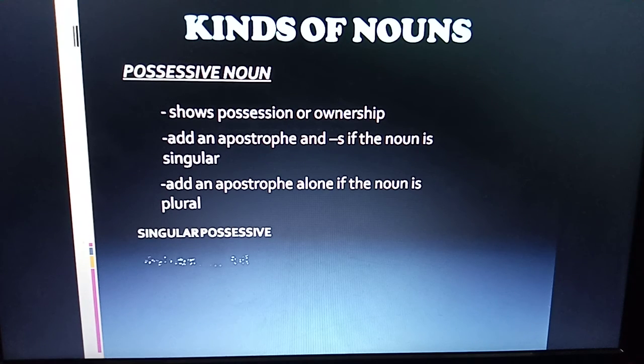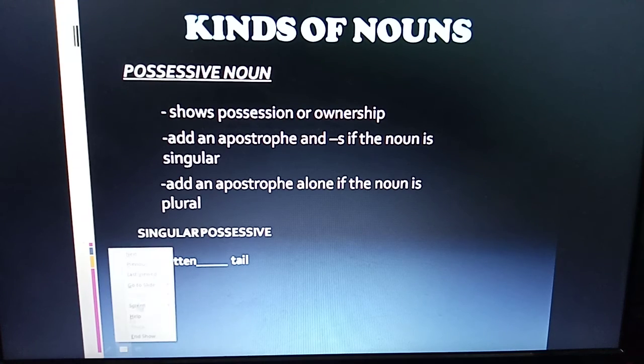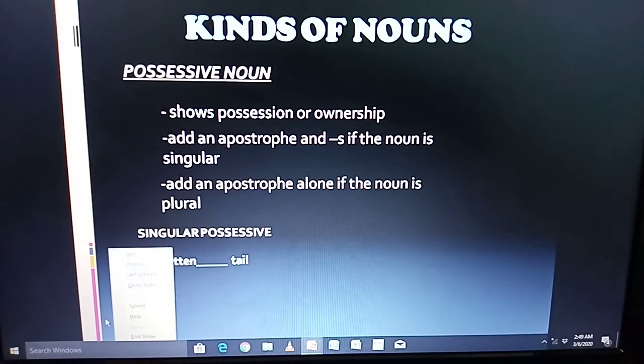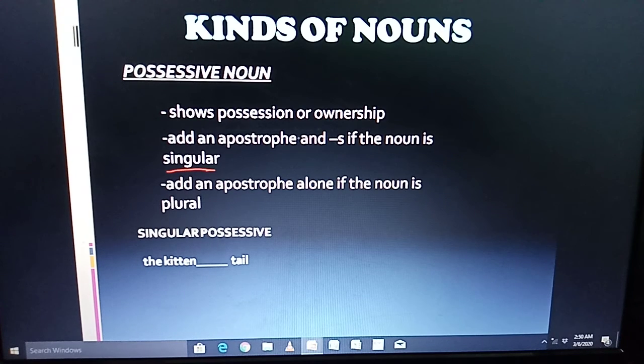For example, singular possessive, the kitten tail. Again, going back to the rule of a possessive noun, if it's singular, we add apostrophe and s. So the kitten blank tail. So since the kitten is singular, we add apostrophe then s. So it became the kitten's tail. So that's why it became possessive.